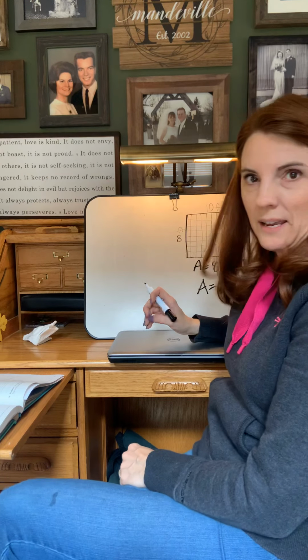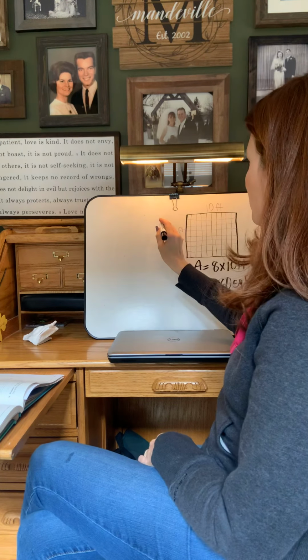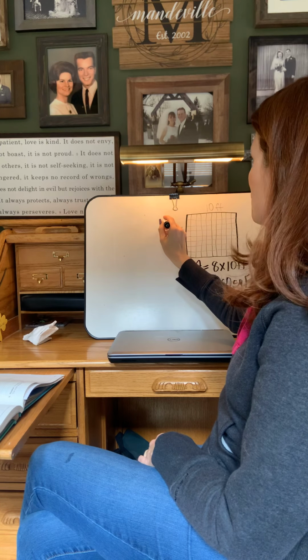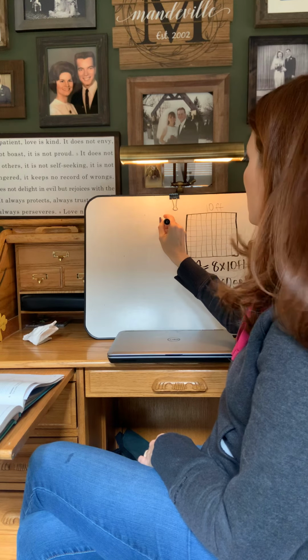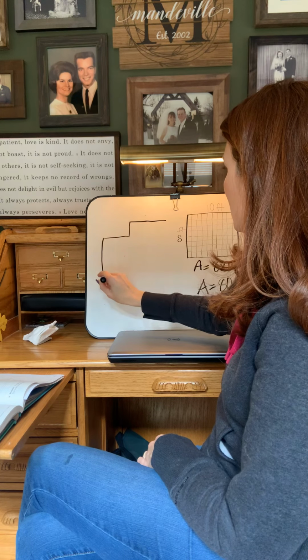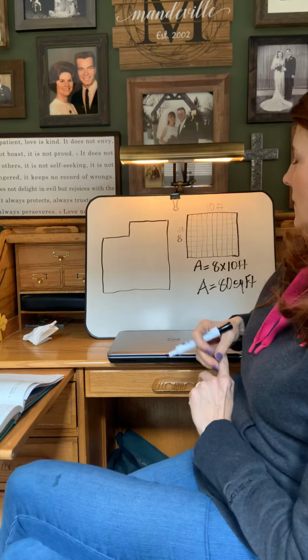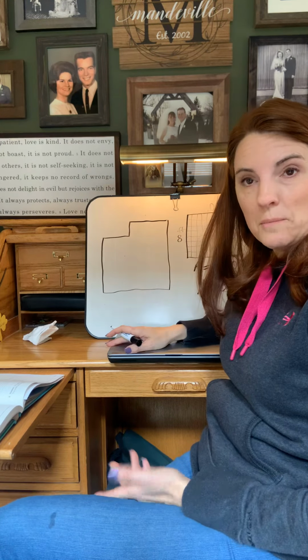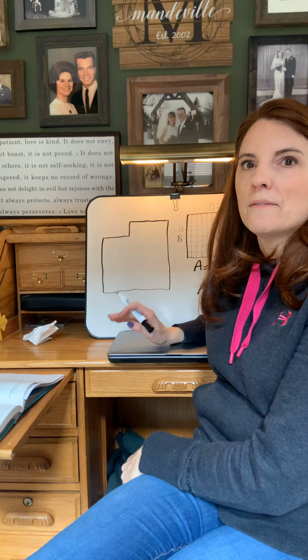Now here's the thing. Ryan's room is a rectangle. Jacob's room is a crazy size. So let me show you what Jacob's room looks like. His room goes like this. So it's not a normal size. So the question is, what are we going to do to figure out the area of this room?